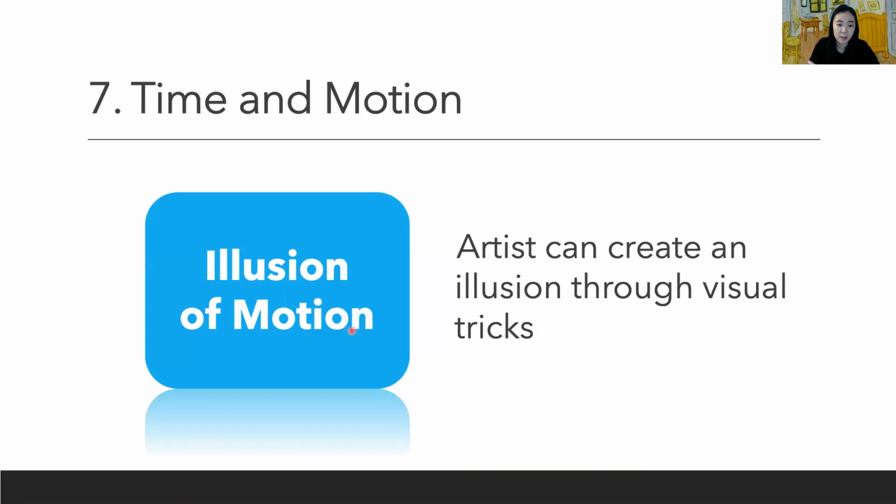And let's see illusion of motion. Artists can also communicate the idea of motion by creating an illusion of it. Artists create this illusion through visual tricks that deceive our eyes into believing there is motion as time passes, even though no actual motion occurs. So let's see an example that uses illusion of motion.